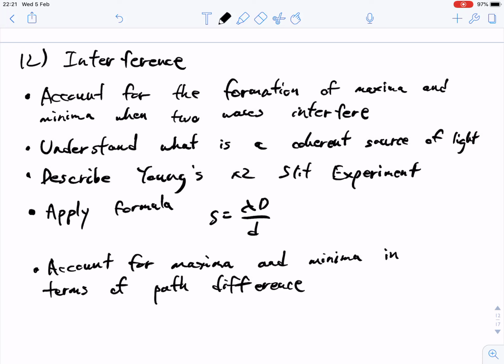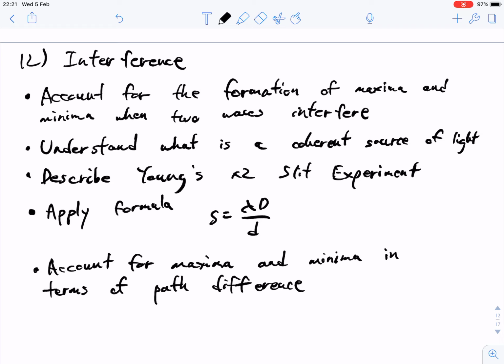Okay guys, welcome to the 12th and what may be one of the longest videos for our revision, interference. So here you can see I've written out the learning objectives for interference. There are 5 things that you need to concern yourself with.